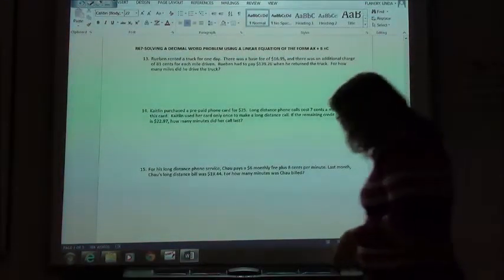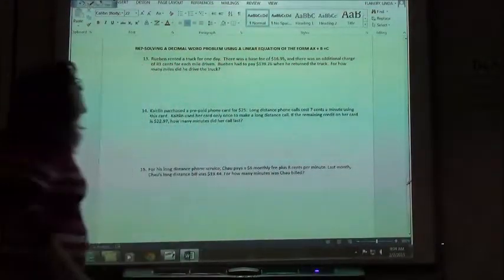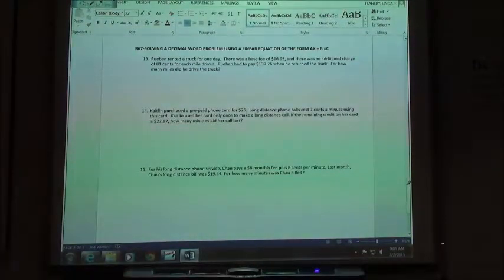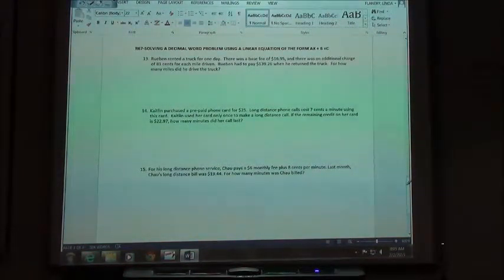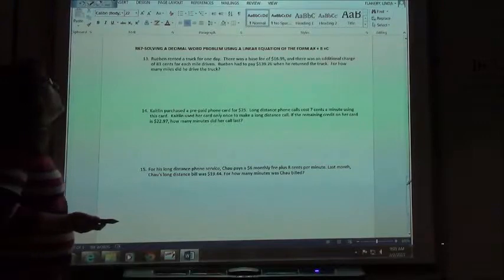And then we got some word problems that involve decimals. Reuben rented a truck for one day. There was a base fee of $16.95. There was an additional charge of 81 cents for each mile driven. Reuben had to pay $139.26 when he returned the truck. For how many miles did he drive the truck?